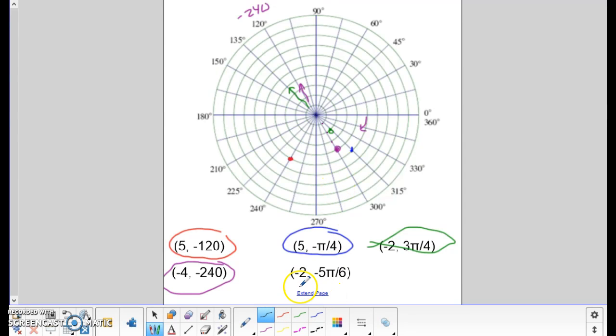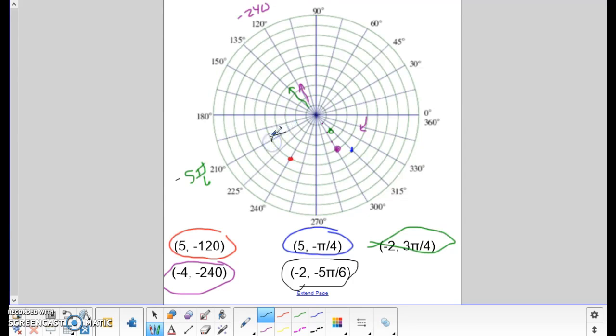The last one, running out of colors, let's do black. Again, this is a negative radius, so we're going to look in the direction of -5π/6. Remember, halfway around is -6π/6. So down here, looking at 210 is -5π/6. Right, -5π/6. So I'm going to look in that direction.